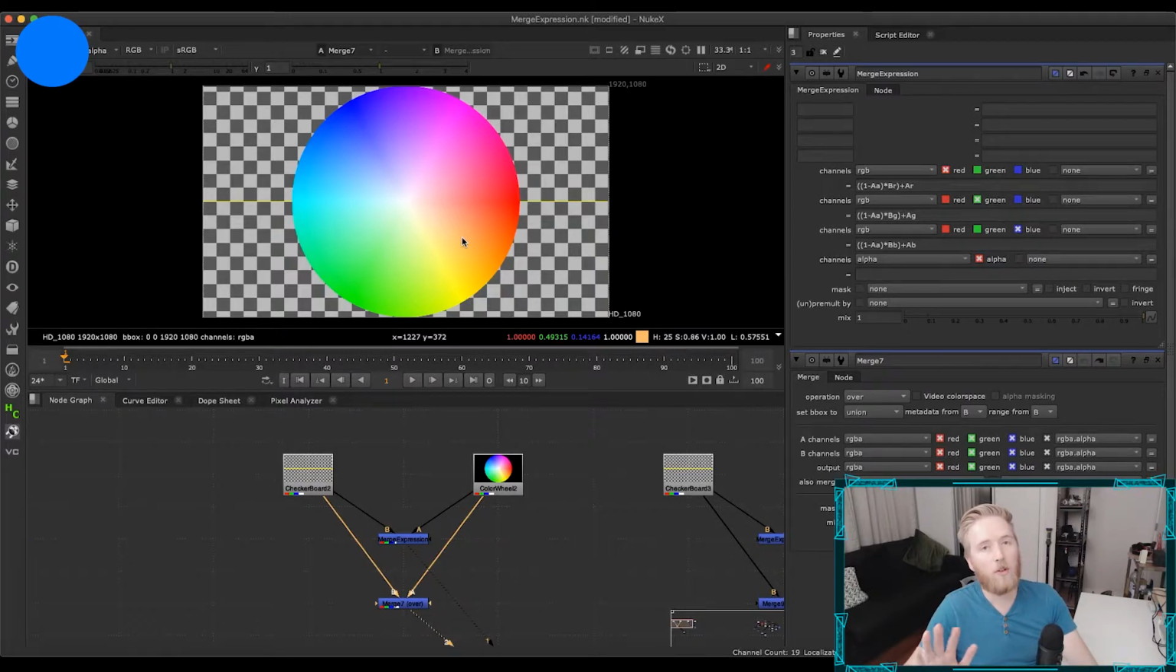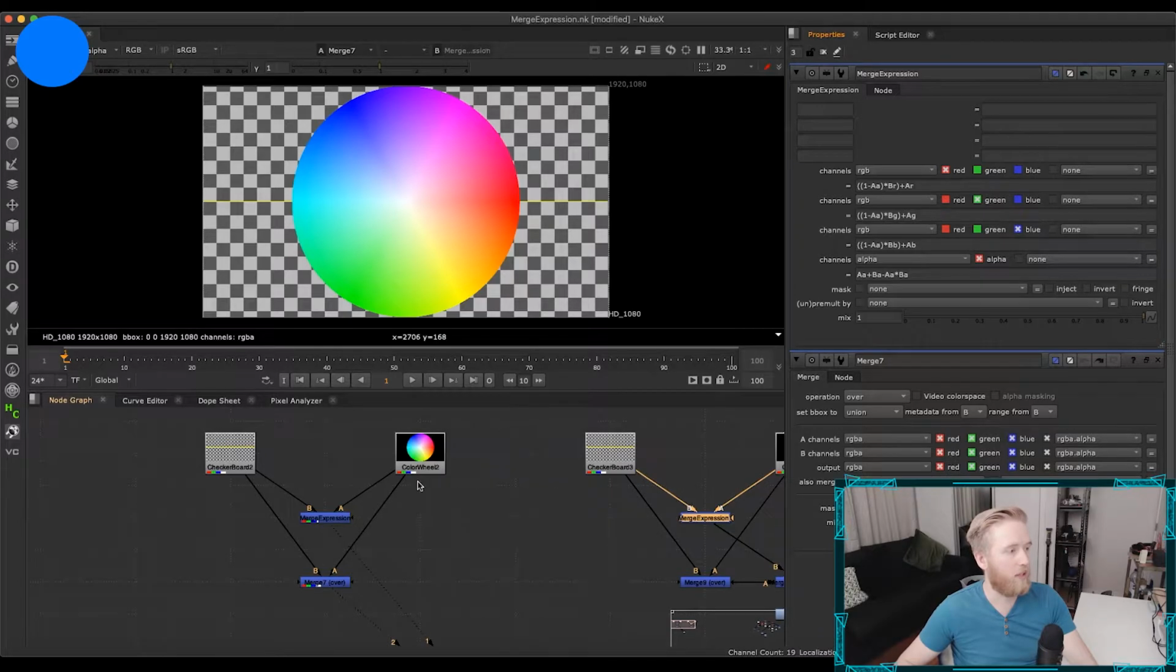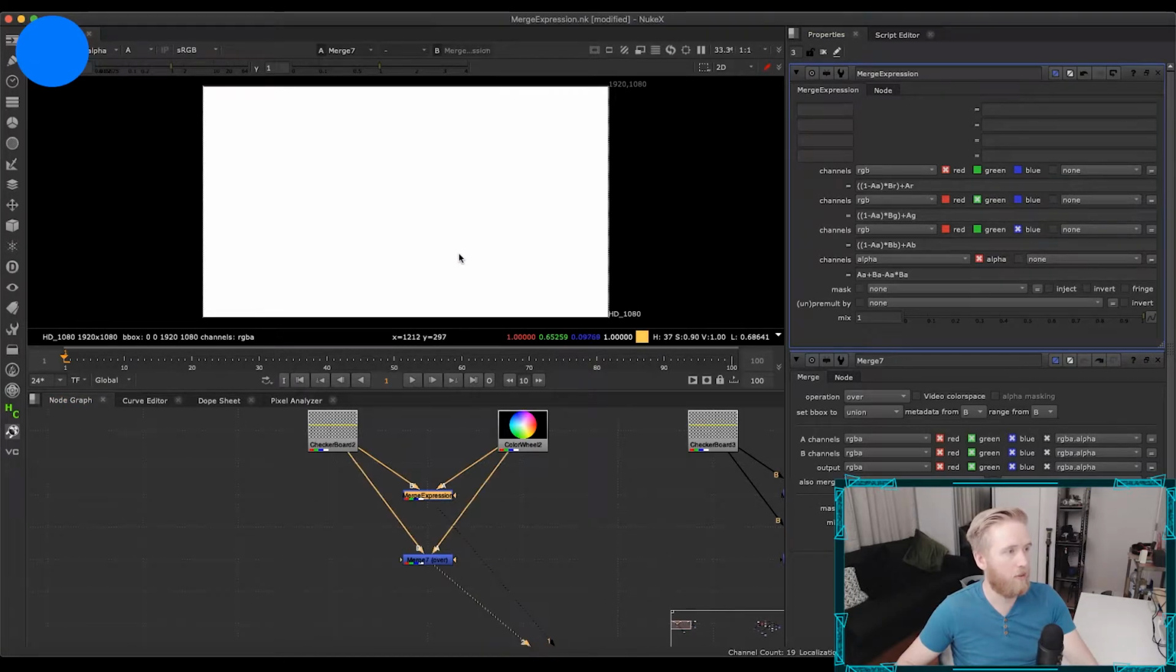There is one more thing to pay attention to, which I won't go into great depths about: the alpha channel has its own separate equation, which I have here in this node. If I just copy and paste that, we're not discussing the alpha channel right now. But now if I look at the alpha channel as well, it also works.